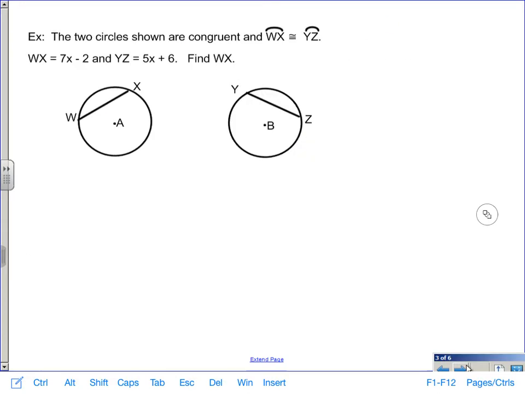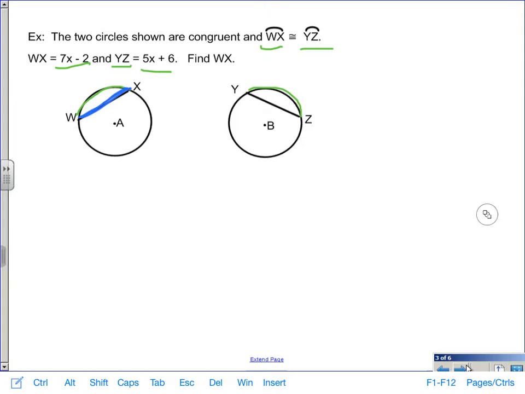The two circles shown are congruent, and the arc WX is congruent to YZ. So these two arc measures are congruent. WX has an expression for a value, and YZ has an expression as well, and they want us to find the measure of WX. The measure of WX is going to be this line segment here because it doesn't have the arc sign, so it's considered a segment.